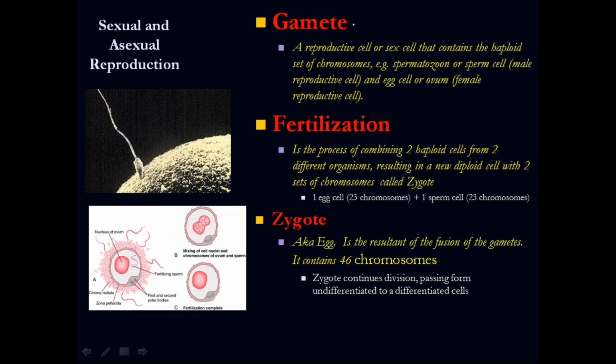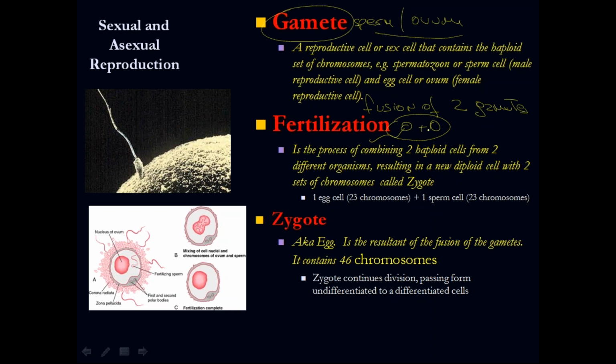So gamete, you already know what a gamete is. Gamete is a sperm, or is going to be called an ovum, right? Depends what we are talking about. Gamete is the big umbrella for this. Fertilization is the fusion of two gametes. So we have the spermatozoid and we have the ovum. That is the fertilization. And the fertilization mostly happens in the fallopian tube. Where is it going to happen? In the fallopian tube.